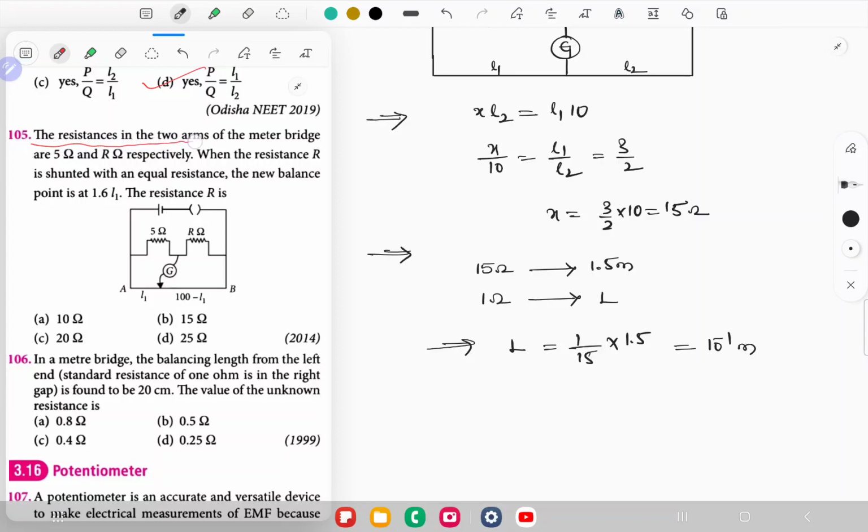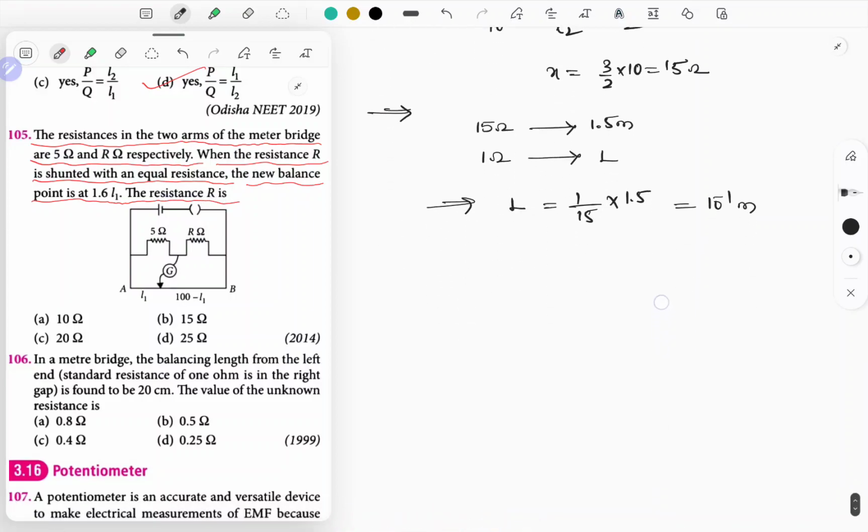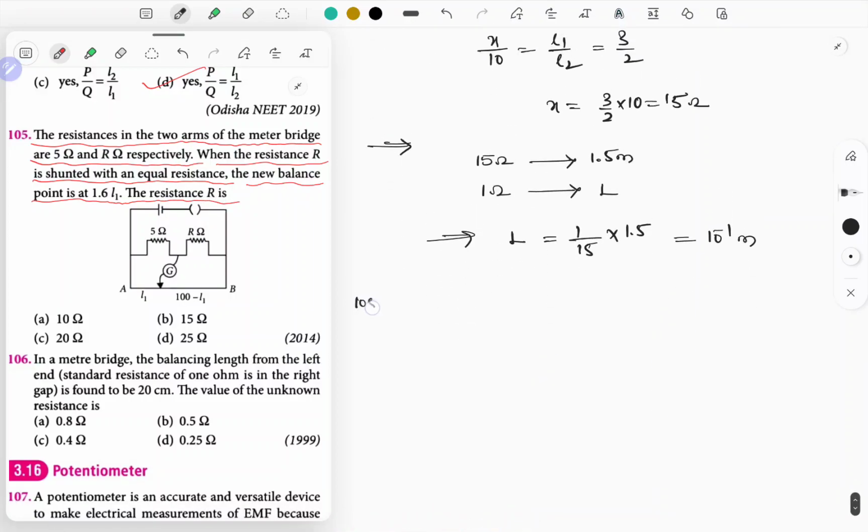The resistances in the two arms of the meter bridge are 5 ohm and R ohm respectively. When the resistance R is shunted with an equal resistance, the new balance point is at 1.6 times of L1. The resistance R is, okay, let me solve this. If the circuit is like this, this is 5 ohm and one more resistor R ohm. Then observe the balancing condition at the galvanometer. One length is L1, another one is 100 minus L1.